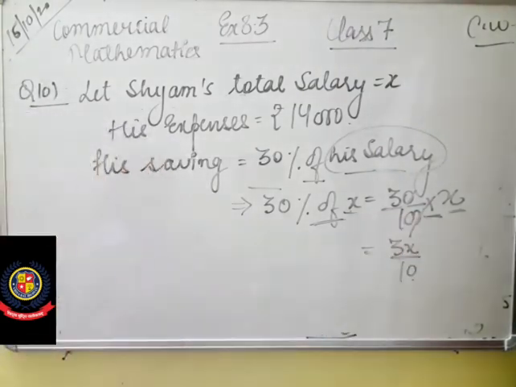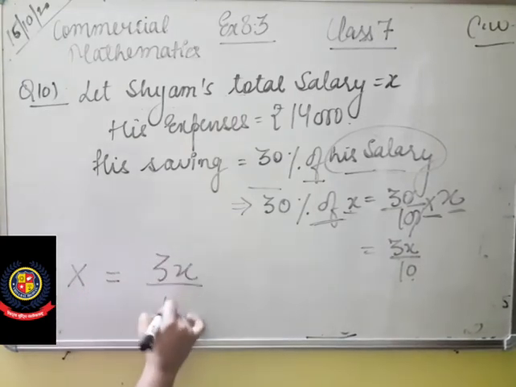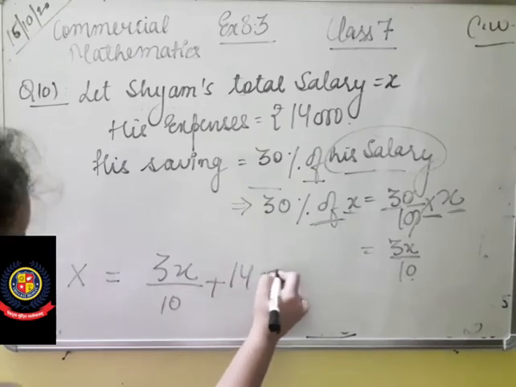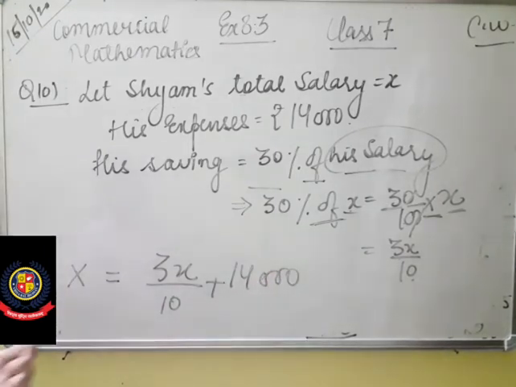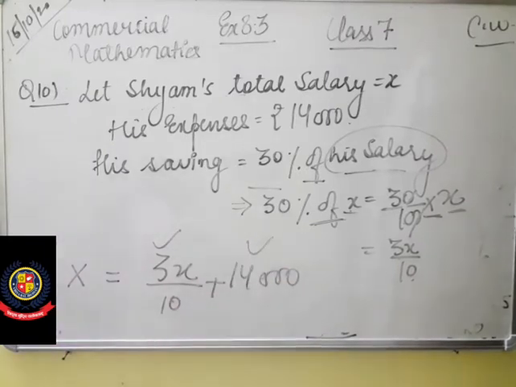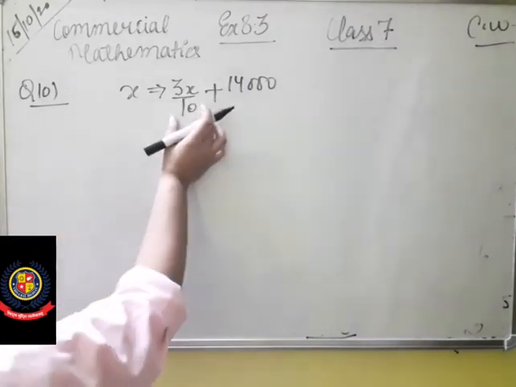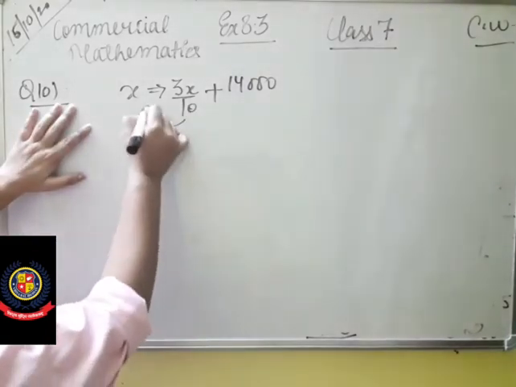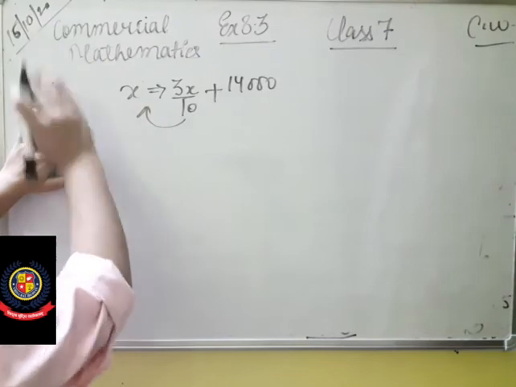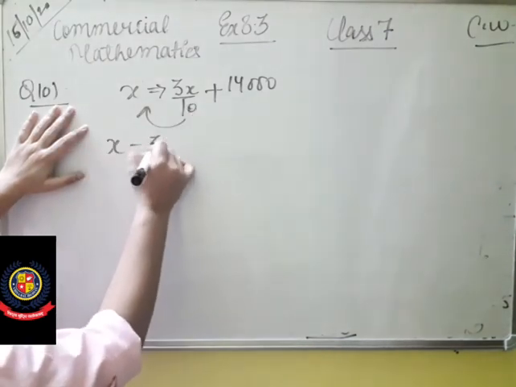You have written 10. So total salary is made because of the saving and because of the expenses. So this is the total salary and it is made up of the saving and the expenses. So we have added both. Now we are going to find the value of x. So kindly look at this. You have 3x by 10 over here. I will take this value over here. If I will take the value on the left hand side, here it is in plus, on the other side it will get minus.